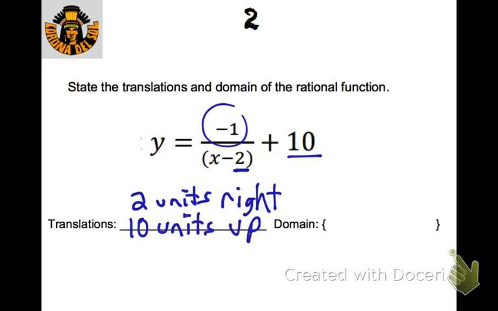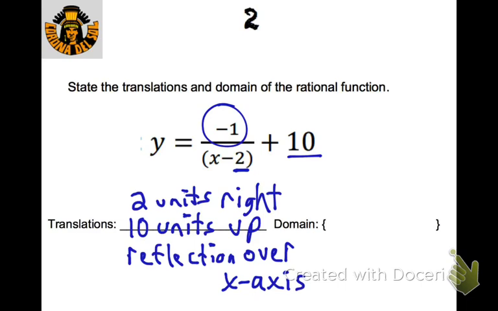And then it's also been reflected. So we're going to say reflection over the x-axis. Now the domain is anything that doesn't cause 0 in the denominator. So we're going to look for those numbers. We're going to say the domain is all the x values such that x does not equal 2, because that's going to cause division by 0.